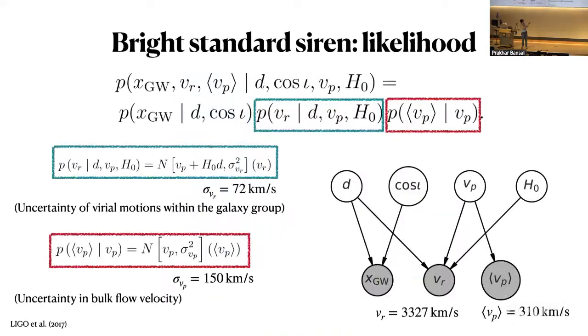This gives us our likelihood, and then by Bayes' theorem, we can infer all of these parameters with priors on these parameters. The distance prior is roughly uniform in comoving volume. The cosine inclination prior is flat. The peculiar velocity prior is flat. And for the H naught prior, we took a flat-in-log prior.